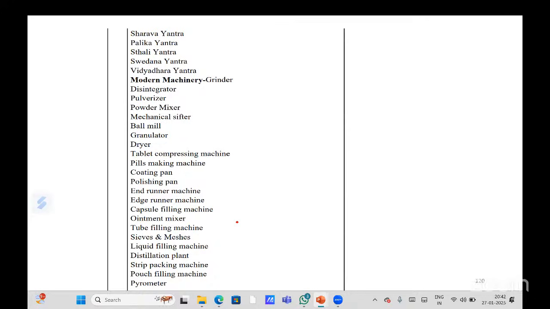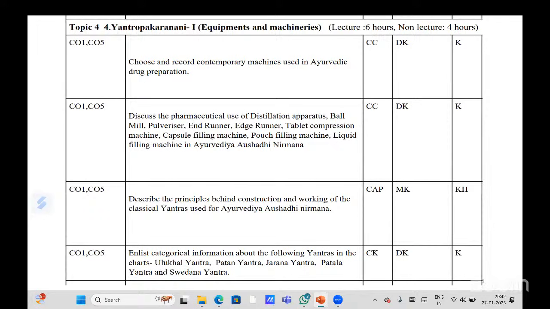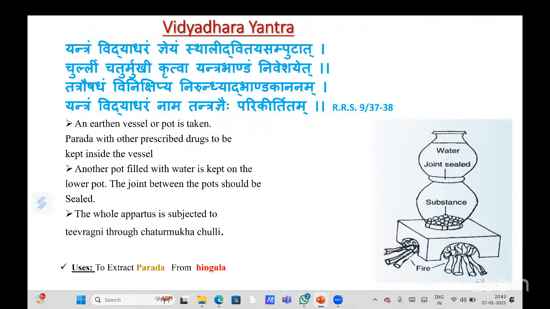If at all a yantra is asked, you have to write the yantra shloka. If you know it well, write the shloka. I have taken the example of Vidyadhara Yantra. Yantram Vidyadharam Gneyam Stali Ditiyam Samputam Shullim Chaturmukhim Krutva Yantra Bandam Niveshayet Tatraushadham Vinikshipya Niruddha Banda Kananam Yantram Vidyadharam Namam Tantragne Parikirtitam. Here the Vidyadhara Yantra is specifically from the reference of Rasa Ratna Samuchaya chapter 9.